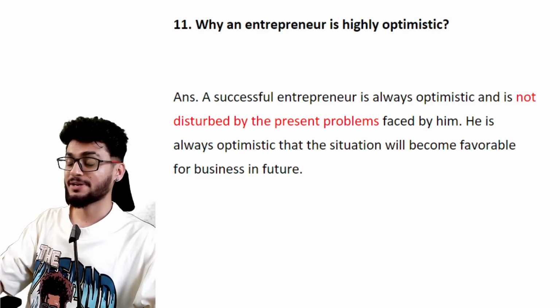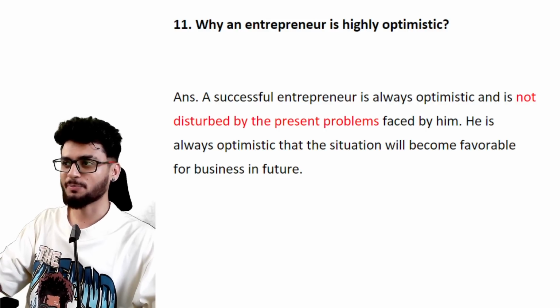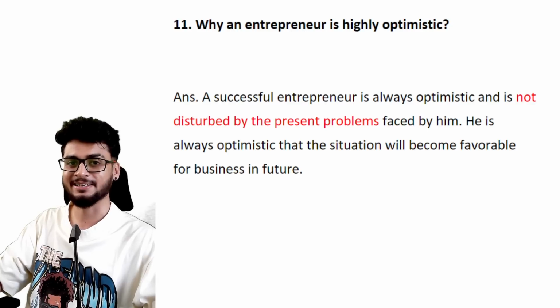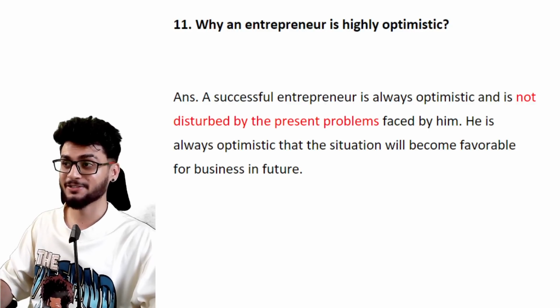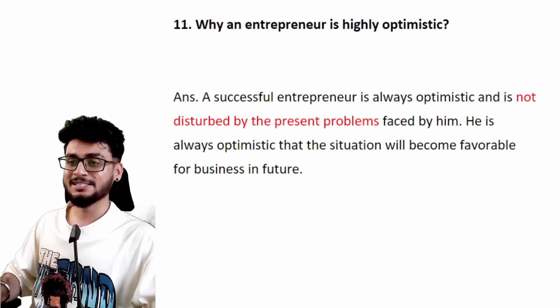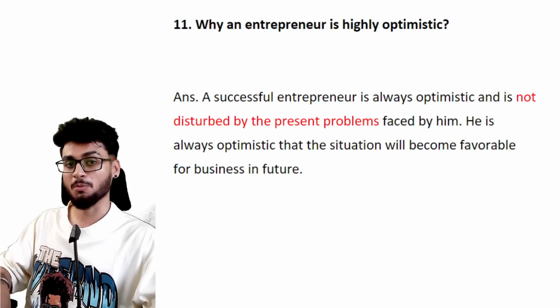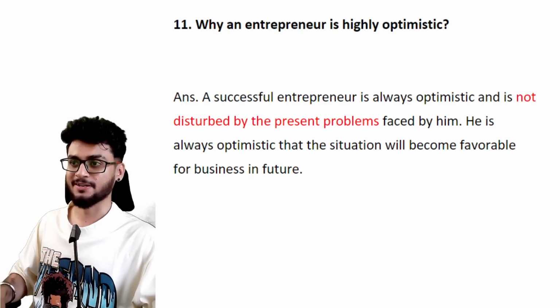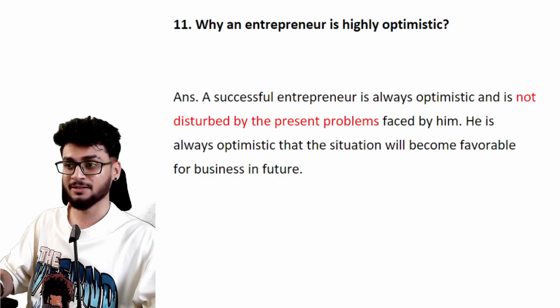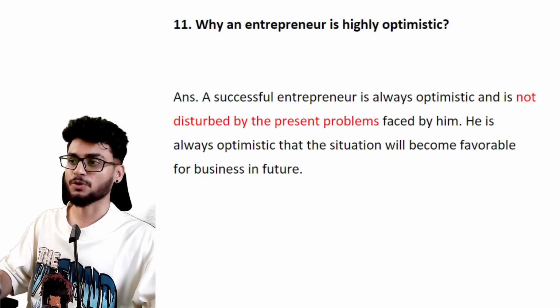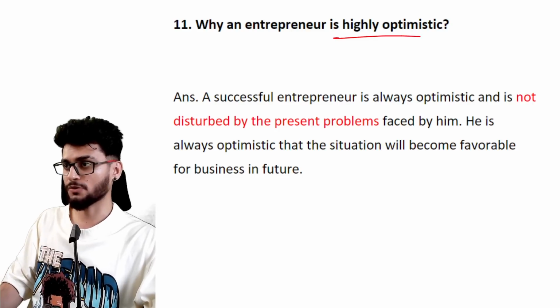Why is an entrepreneur highly optimistic? He needs to be optimistic because, first of all, he's taking a risk. You cannot take a risk with a negative aspect. You need to be optimistic. And he's definitely not disturbed by the current problems that he's facing. He knows if he takes good decisions, if he has studied well, knows a lot about the market, he will be able to solve those problems. So that's why he is always highly optimistic.